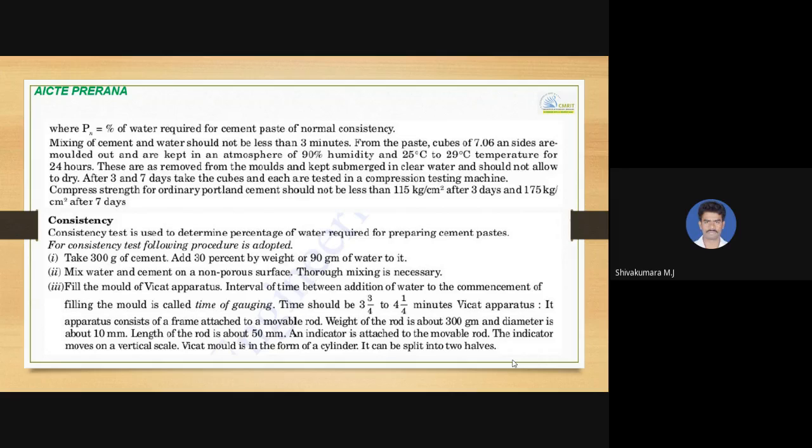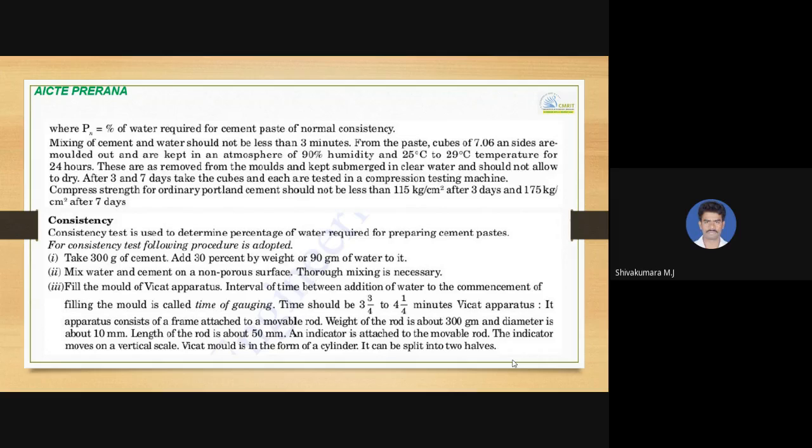Bring the plunger until it touches the top surface of the cement paste and allow it to penetrate inside. And you observe the depth of penetration. If the depth of penetration is in the range of 5 to 7 mm, that particular percentage of water will give a consistent cement paste. That can be expressed as the normal consistency value or standard consistency value.